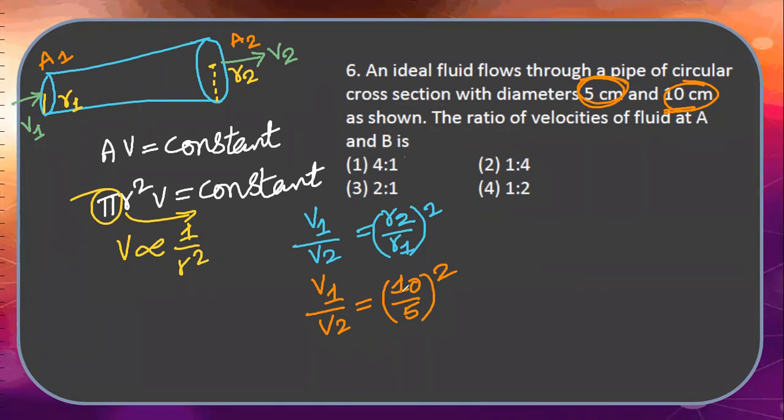There, 10 cancels in 2, 5 cancels in 10 two times. Therefore, V1 divided by V2 is equal to 2 whole square, which means 4 by 1. So the ratio of velocities will be 4:1.